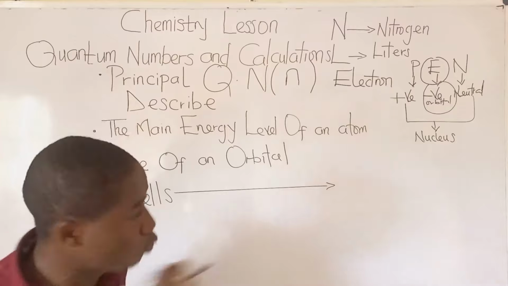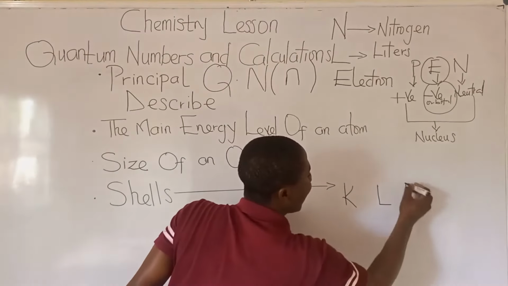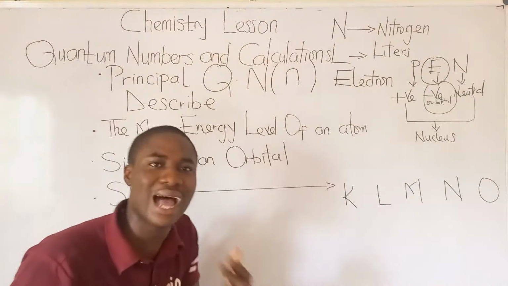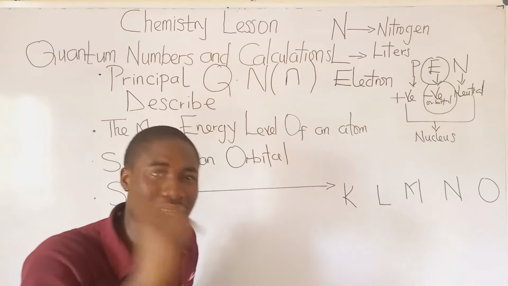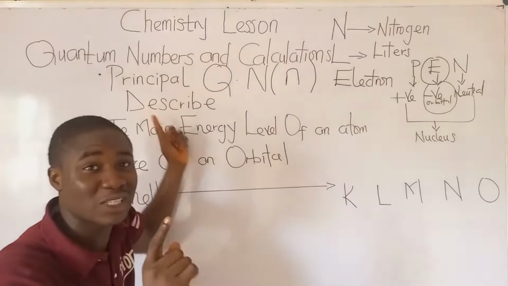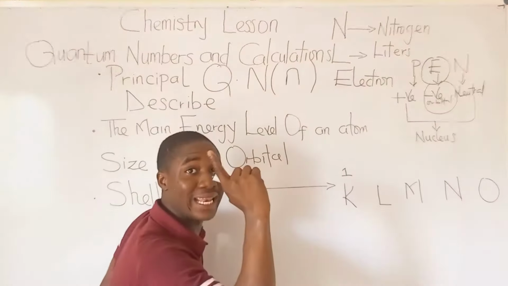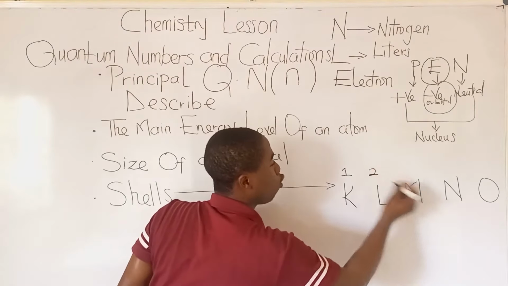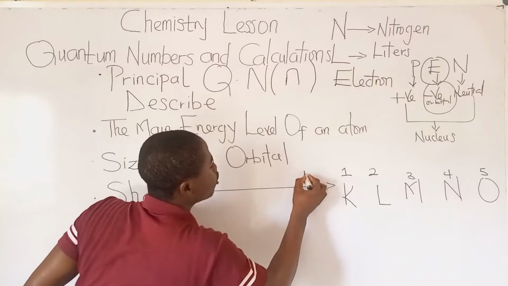What are these shells? They include the K shell, the L shell, the M shell, the N shell, and the O shell. All these are the shells that the principal quantum number describes. All these shells have a specific number allocated to them based on the n value of the principal quantum number. For the K shell, the n value is 1, arranged serially: for the L shell, n is 2, then 3, 4, and 5.